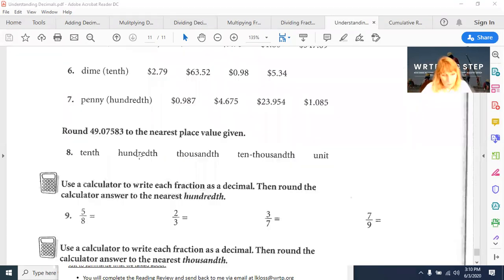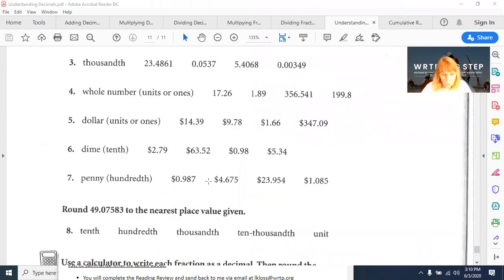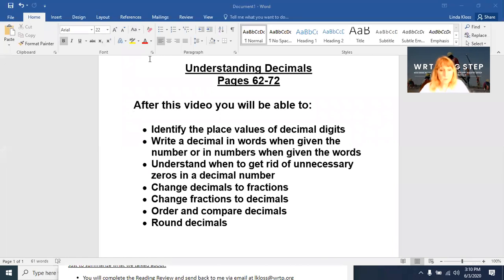And I believe that's the end of the packet for the most part. So let's go back to our understanding decimals here and see if we understand the things that were the objectives today. So can we identify the place value of decimal digits? Yes. Can we write a decimal in words or write a number from words? Yes, we can. Can we understand when to get rid of unnecessary zeros in decimals? Yes. And can we change decimals to fractions? That was the one where we had to keep reducing. Yes. Can we change fractions to decimals? Yes. That's one where we had to do a lot of dividing.